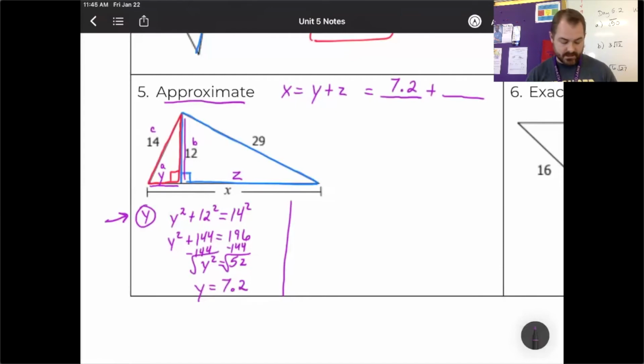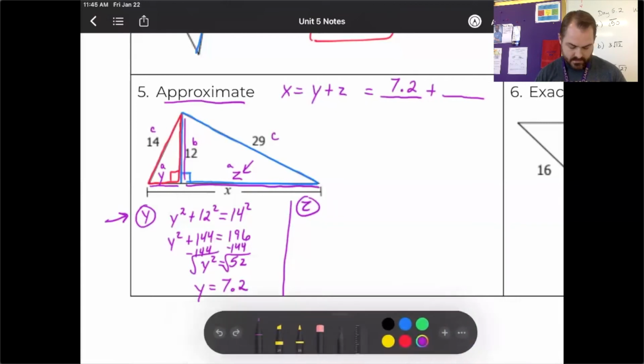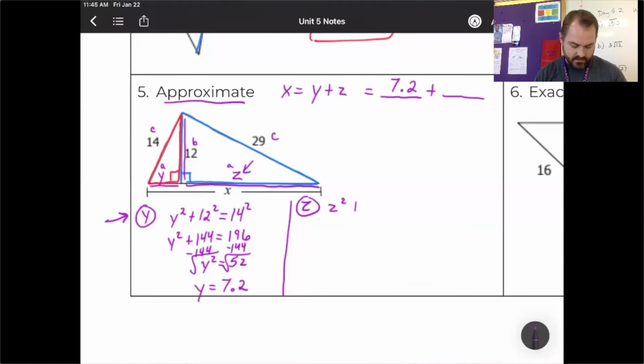I need to find the rest. So now we're going to focus on finding this other part, Z, from here to here. Again, that's a leg of the right triangle. I can call that my leg A. B is still 12. Then the new hypotenuse is 29. So this looks like this: Z squared plus 12 squared equals 29 squared.